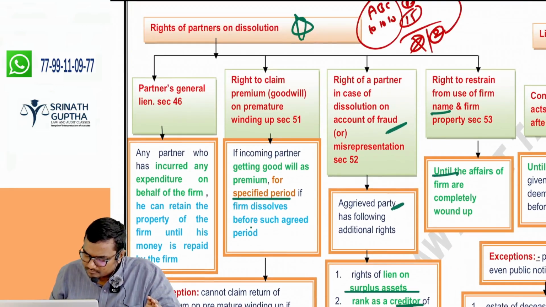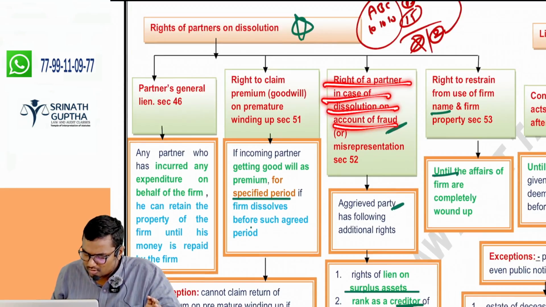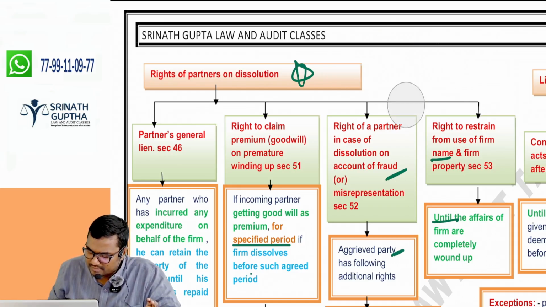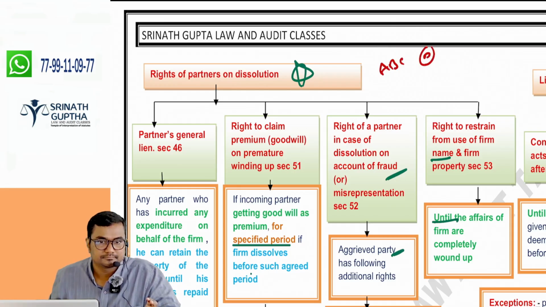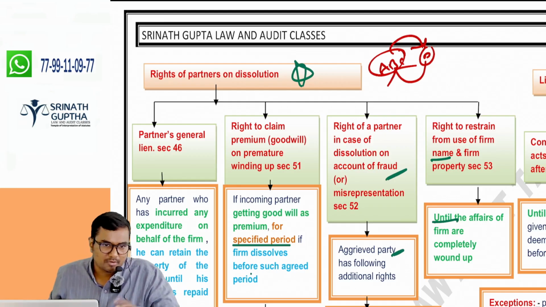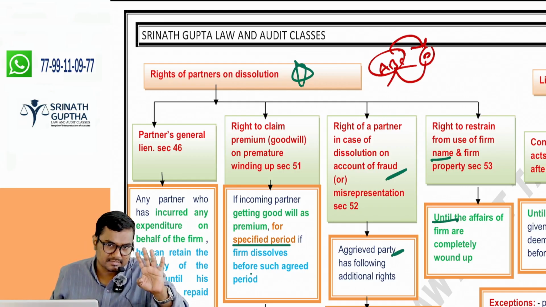And the right of a partner in case of dissolution on account of fraud. There are four partners, A, B, C and D. Out of them, A, B and C are the active partners, and D is the sleeping partner. So these people are committing fraud. Yesterday we discussed an example: D's son realized that A, B and C are committing fraud on his father D. Then D filed a case. How much loss happened to D? 4 lakhs.